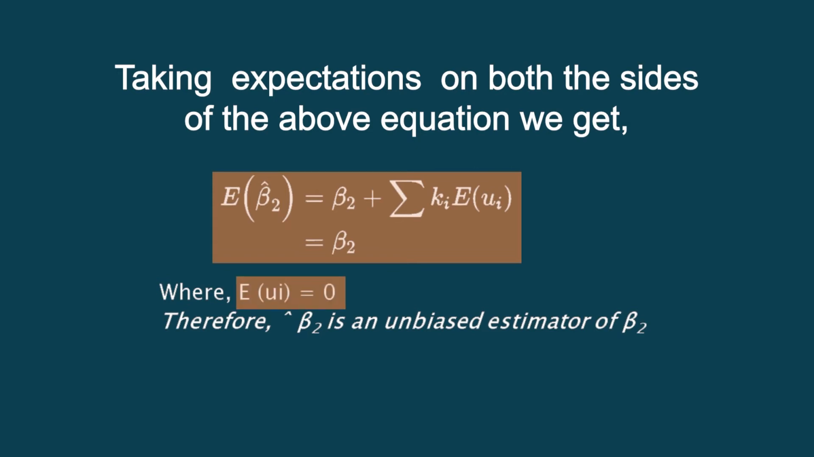So we can see that beta 2 hat is an unbiased estimator of beta 2, because over the sample observations, beta 2 hat should not be influenced by the error term. So two properties are henceforth cleared.